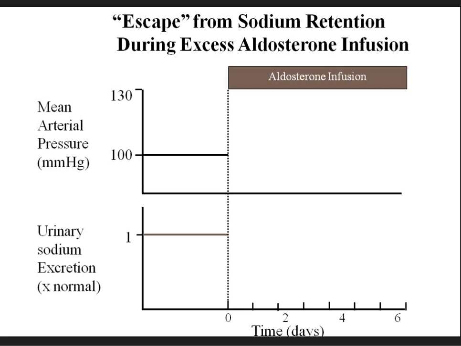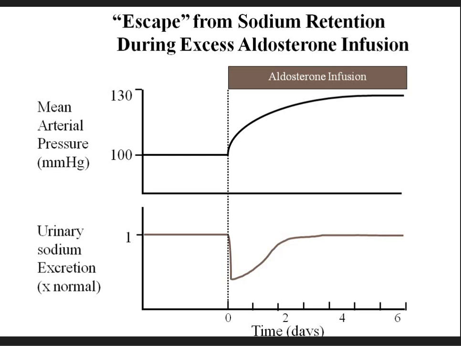If we give aldosterone infusion, initially the urinary sodium excretion will decrease. As you can see in the lower graph here, the renal sodium excretion decreases for some time. Okay, for a very short time, it decreases. But suddenly what you observe is that with continuous aldosterone infusion, this escapes and the urinary sodium excretion becomes normal.